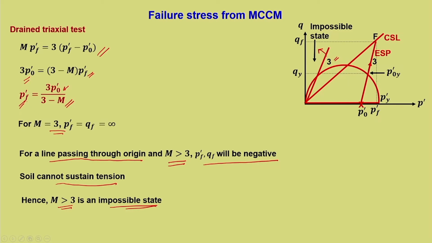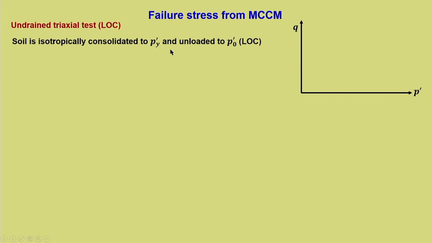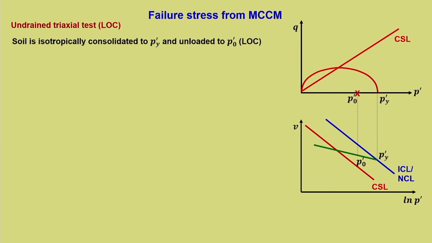Now, I hope the explanation is very clear and it is justified how we have drawn an inclination of 3 at the origin and marked it as a tension cutoff or an impossible state of the soil. That is otherwise known as the tension cutoff zone. Now, for the same case, consider the undrained triaxial test for the lightly over consolidated state. The soil is again in the same situation, P dash y unloaded to P naught dash, lightly over consolidated state. P naught dash is marked in the figure, so the initial condition is fixed.